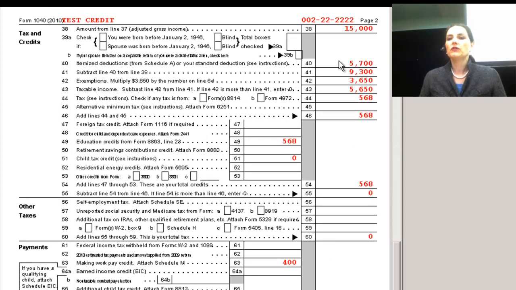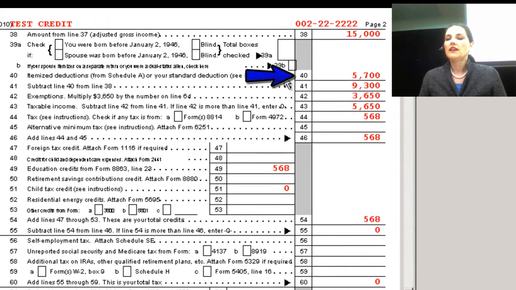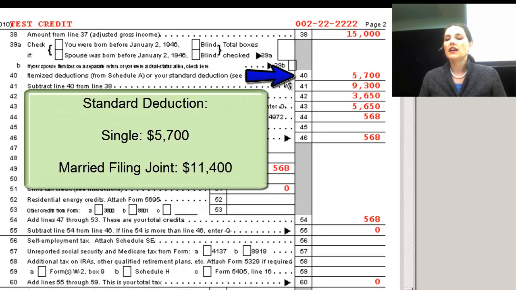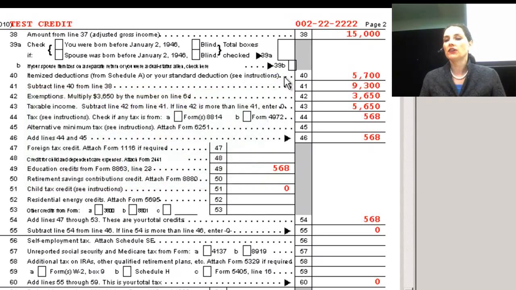We go over to page 2, and again the $15,000 of income carries to line 38, and now we give Test a standard deduction. The standard deduction for a single filer is $5,700, and if you are married filing a joint return, you would take that number and double it, making your standard deduction $11,400. Test is single, so we enter $5,700 on line 40. We then do a math subtraction and put $9,300 on line 41.